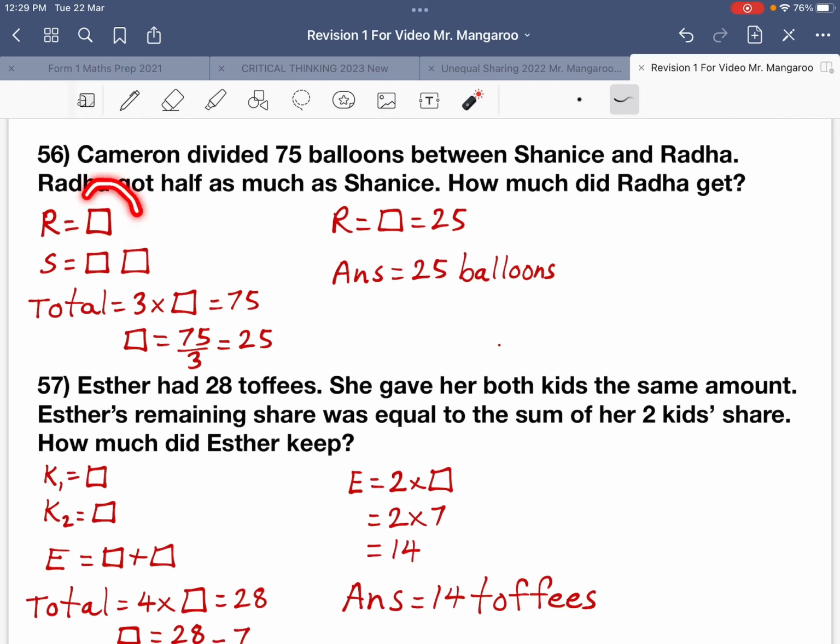Okay, so that gives us a total of 3 boxes, which is 75. 75 divided by 3 is 25. So Radha is 25 balloons.